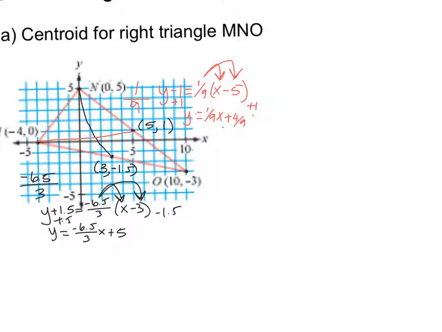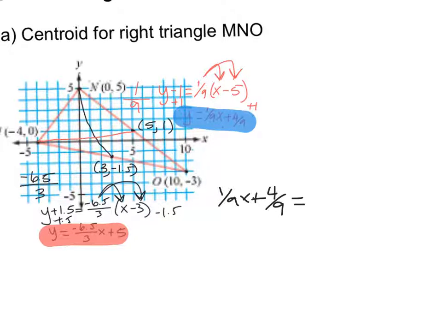All right, I'm going to take the equations that I found here. So this equation and this equation, and because they both equal y, I can set them equal to each other. So I'm going to say 1/9 x plus 4/9 has to equal -6.5 thirds x plus 5. I'm going to add 6.5 thirds x to both sides.